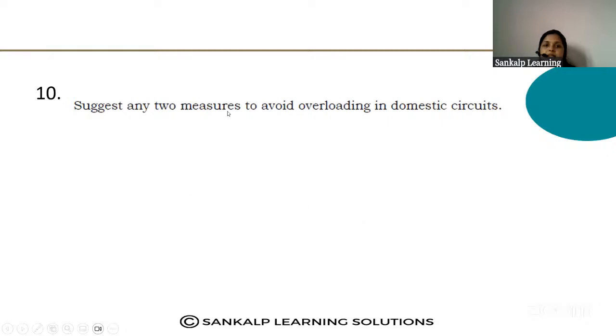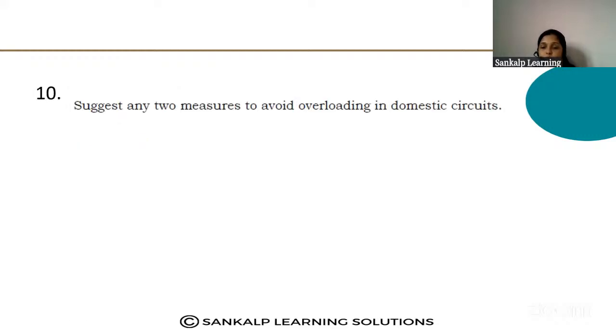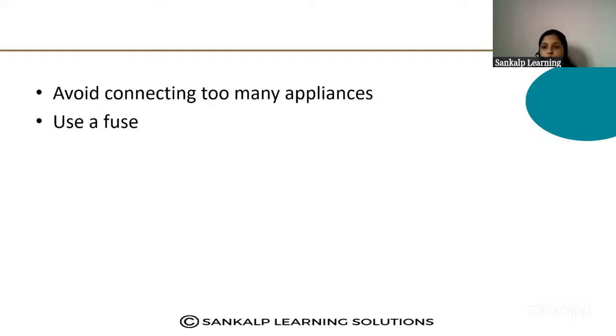Next question. Suggest any two measures to avoid the overloading in our domestic circuits. Very importantly, this overloading, short circuit, and what is the function of the earth wire? These all are very important for your exam. Here, avoid connecting too many appliances and use a fuse. So these are the two methods which prevent overloading in a circuit.